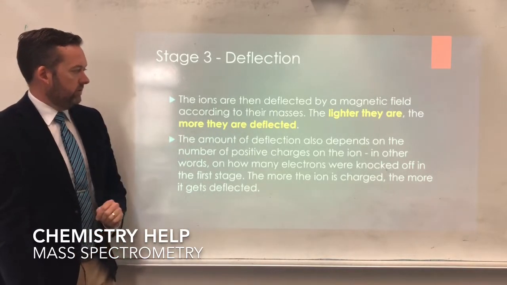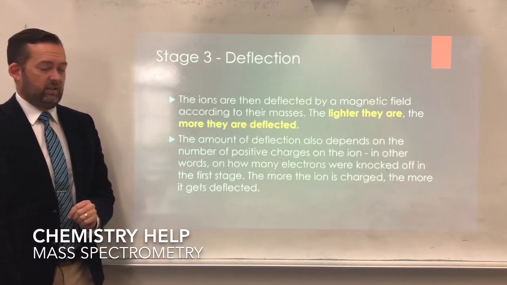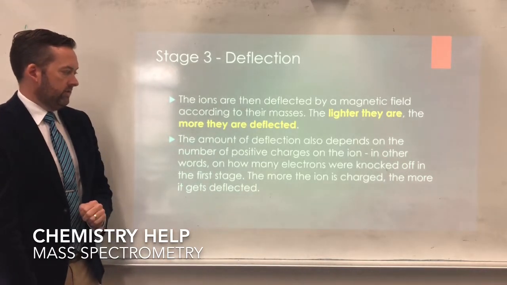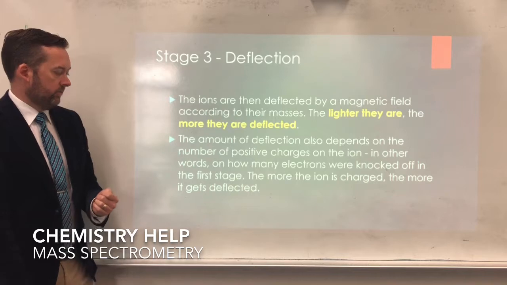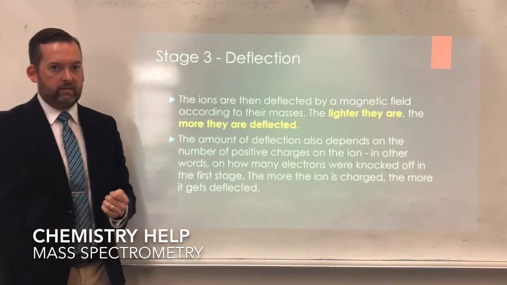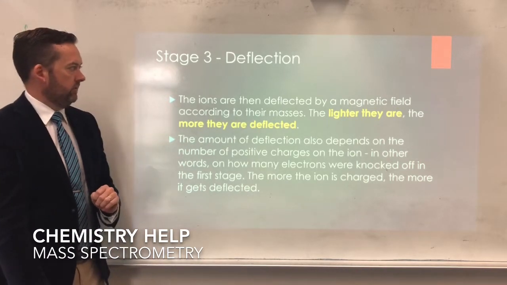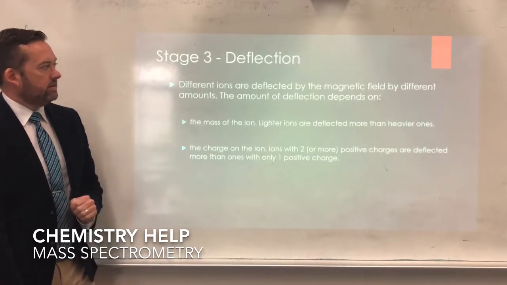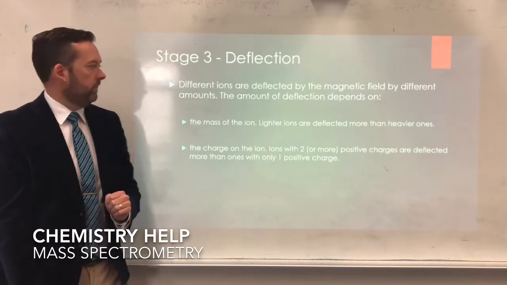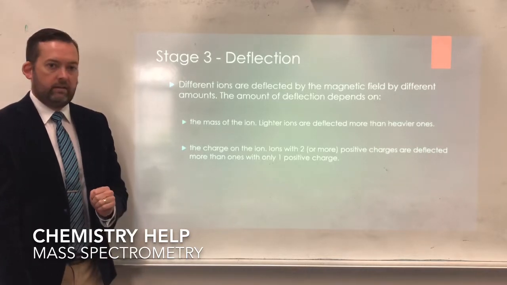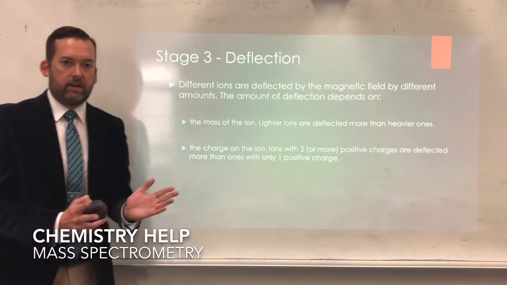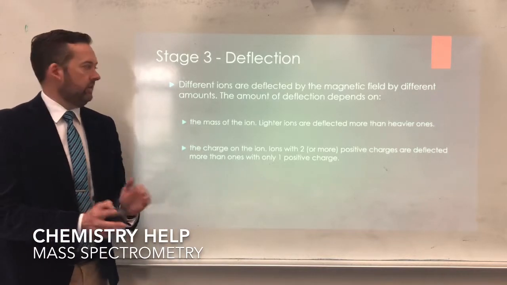So the amount of deflection also depends on the number of positive charges in the ion. That's the other component. How many electrons were knocked off in the first stage. The more the ion is charged, the more it gets deflected through the magnetic field. Okay, so that's important as well. Okay, a couple of other things. Different ions are deflected by the magnetic field by different amounts. That's really important. That's how we separate. This is the whole basis of this machine. We separate materials on the basis of their deflection.